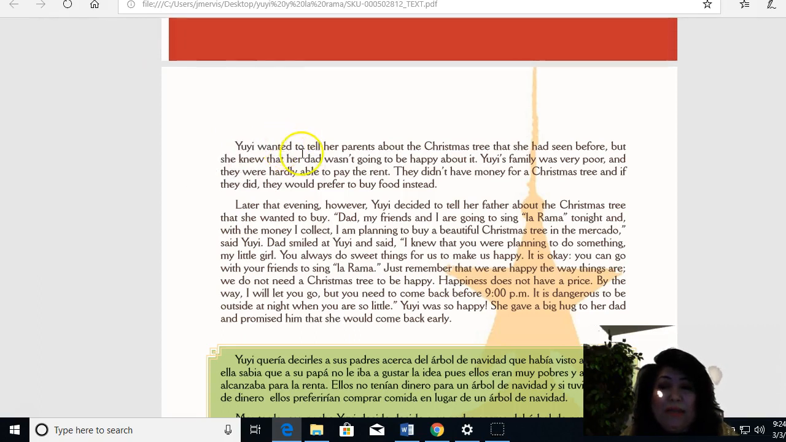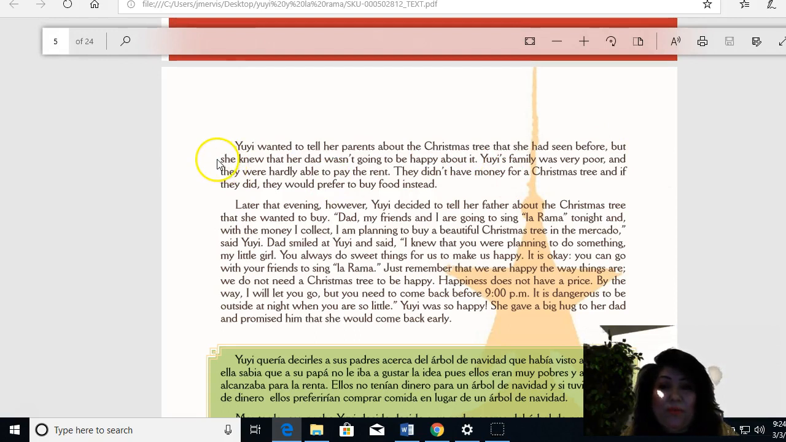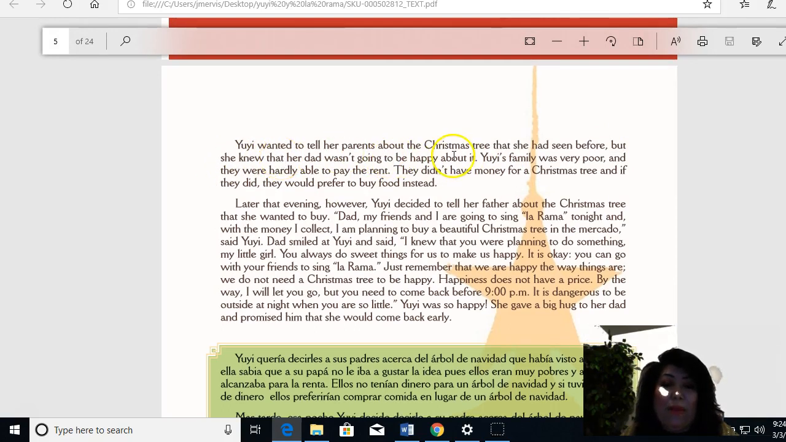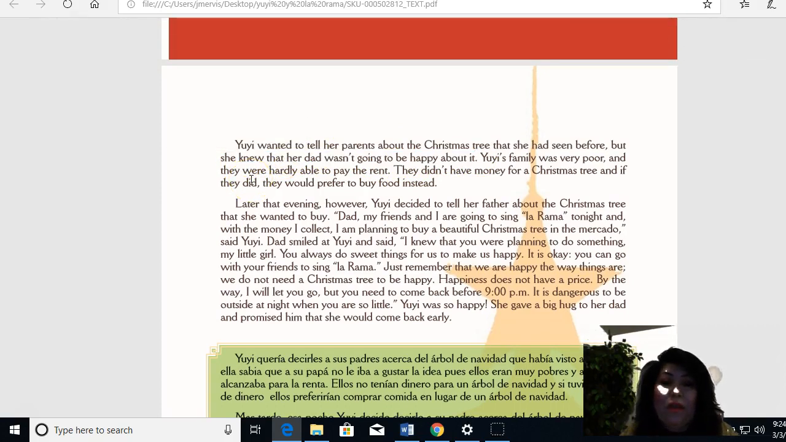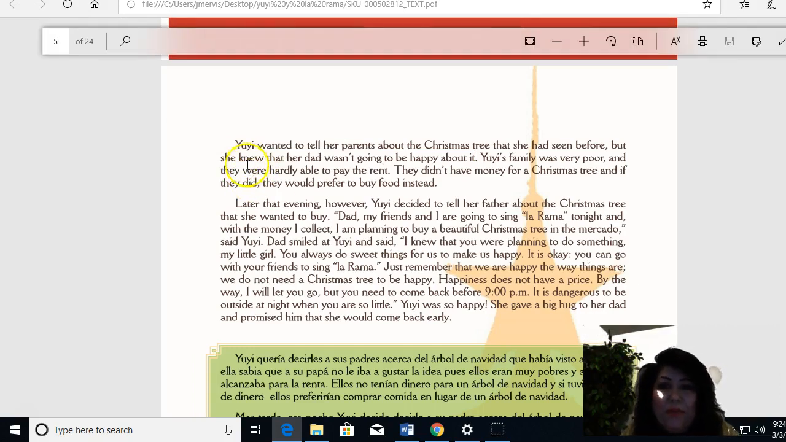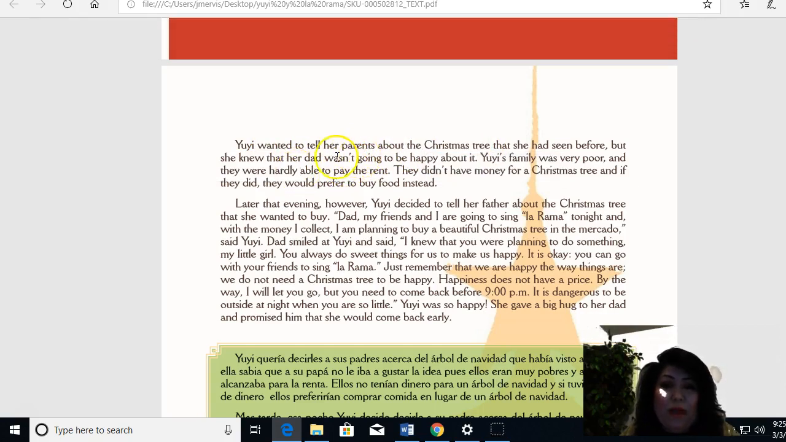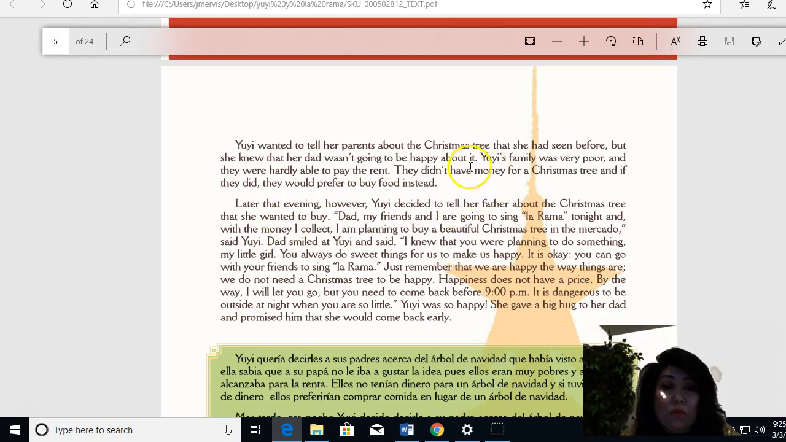You need to underline what she wanted to do. She wanted to tell her parents about the Christmas tree that she had seen before. That is something important. But she knew that her dad wasn't going to be happy about it, okay? So that's important too. You're not going to underline everything. You just need to answer those questions in your mind. Who? Yuji. What did she want to do? Tell her parents about the Christmas tree. What else? She knew also that her dad wasn't going to be happy about it. Those are keywords. Those words are very important.